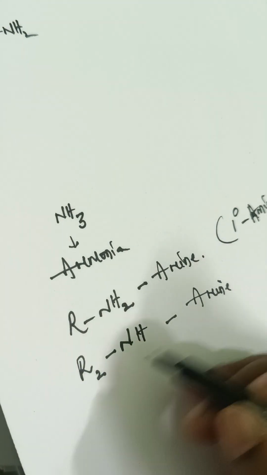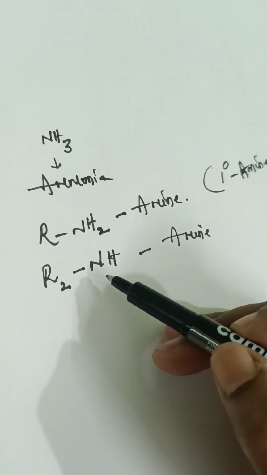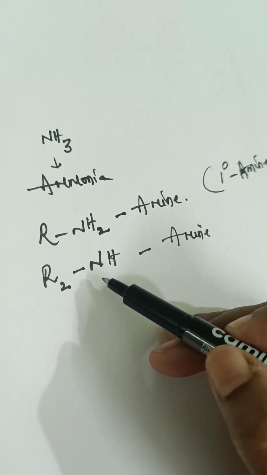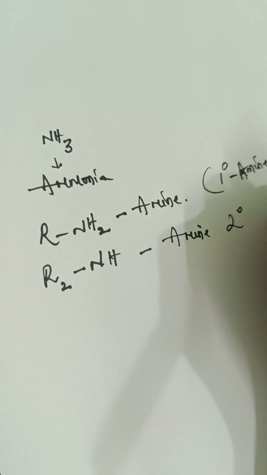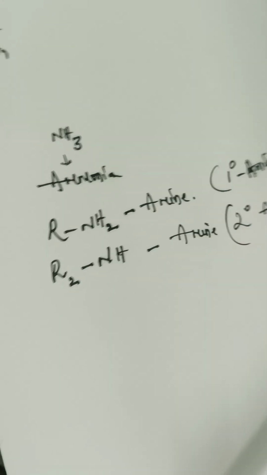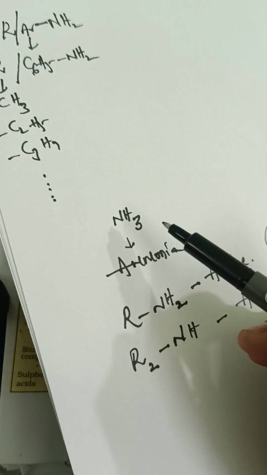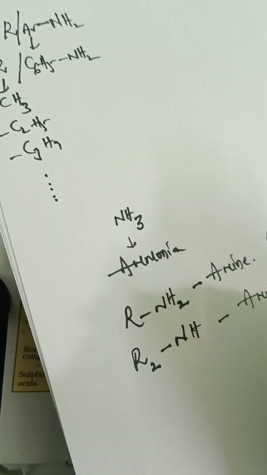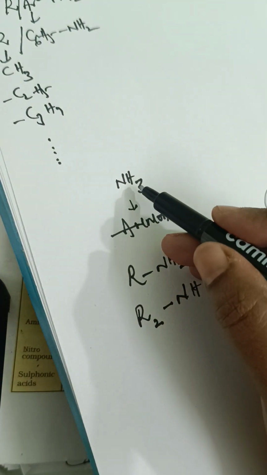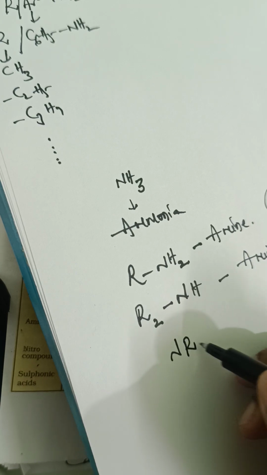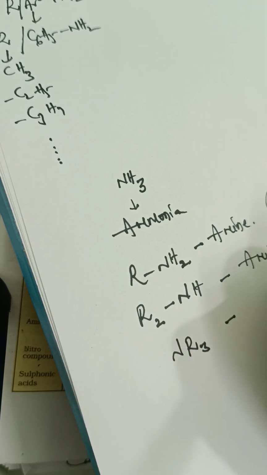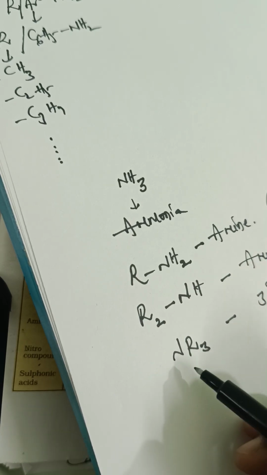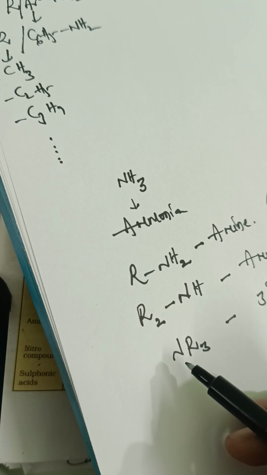Now how many alkyl groups are present here? 2. The number of alkyl groups directly connected to the nitrogen atom is 2. So this amine is considered a secondary amine. It is very simple. It is based on the number of hydrogens replaced by alkyl groups. If all 3 hydrogens are replaced with alkyl groups, the formula becomes R3N. This is a tertiary amine, because all 3 alkyl groups are directly connected to the nitrogen atom.